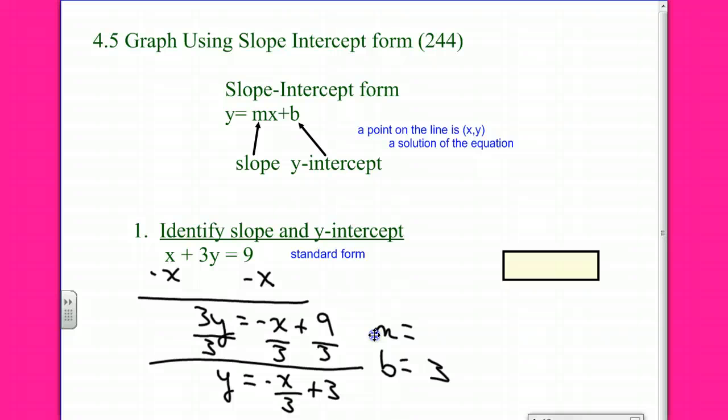And then the slope is a little trickier to see. What is this fraction that we have here? When you have a variable with no number in front of it, what is the number? 1. I have negative 1 here over what? Over 3. So the slope is negative 1 over 3. You see that?